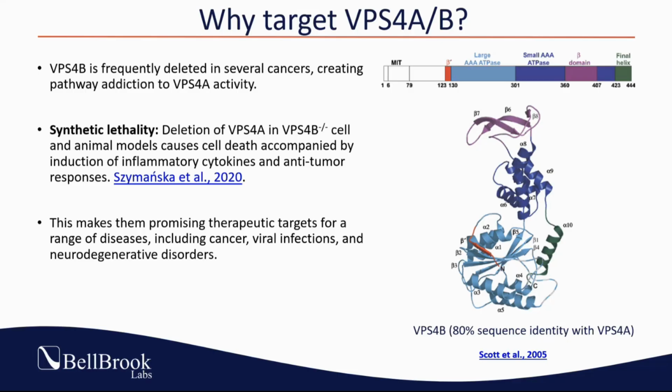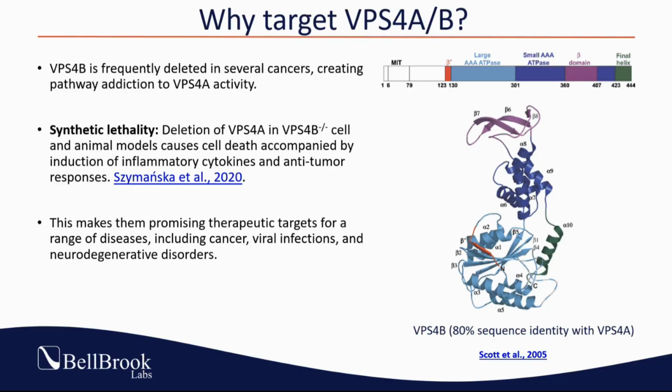So in a case where you have cells or animal models where VPS4B is deleted or deficient, you start to get dependence on the other isoform. And when you end up abrogating or deleting VPS4A expression in a VPS4B negative background, you induce pro-apoptotic signaling. You induce inflammatory cytokines and anti-tumor responses in quite a significant way.